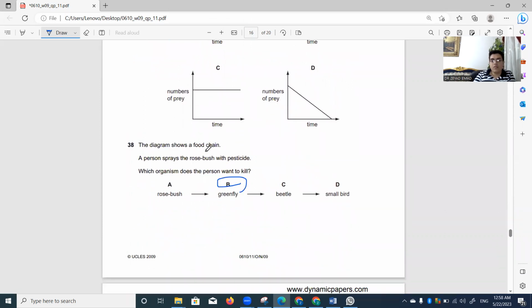The diagram shows a food chain. A person sprays the rose bush with pesticides. Which organism does the person want to kill? He wants to kill the pests, which is the green fly, as it eats the rose bush.